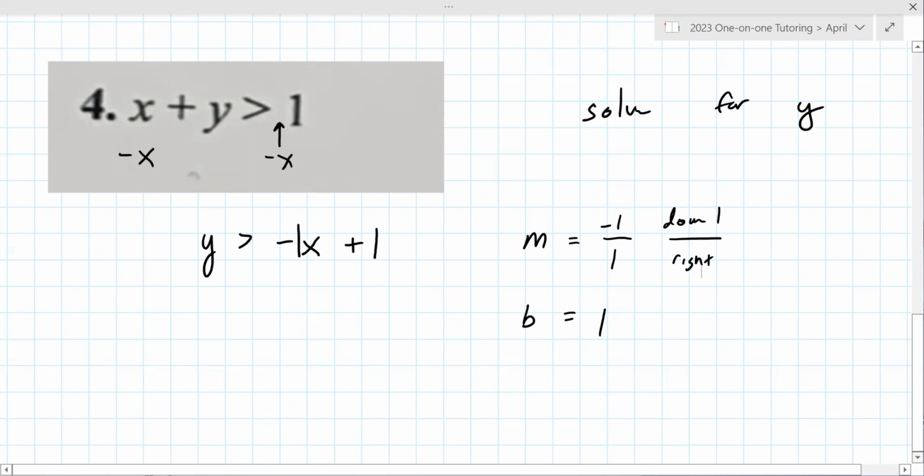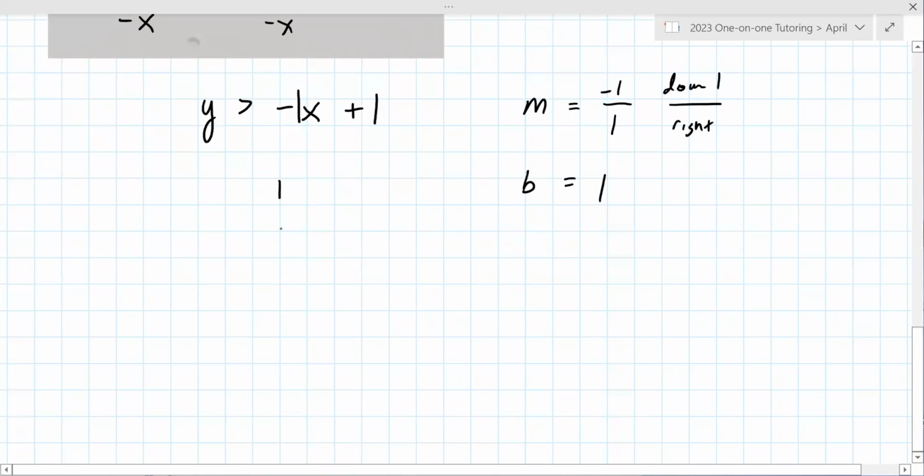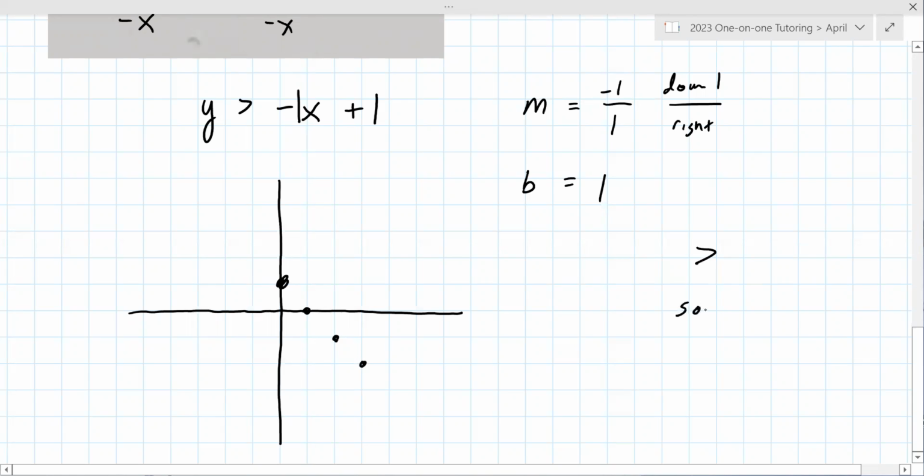All right, so do you start with the slope or the b value when you're graphing? The b value. All right, so here we go. Go to 1, down 1, right 1, down 1, right 1. Looks like that. It's a greater than, is that a solid or a dashed line? It is a dashed line. So that's where you do your best to make it clear that it's dashed.